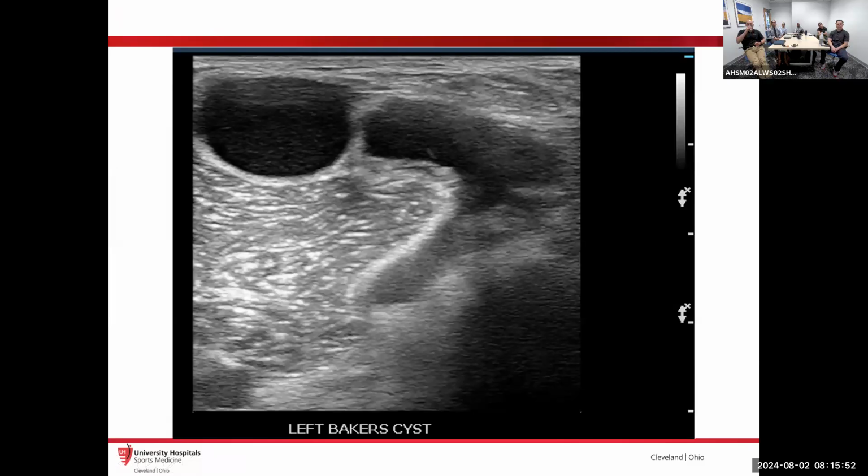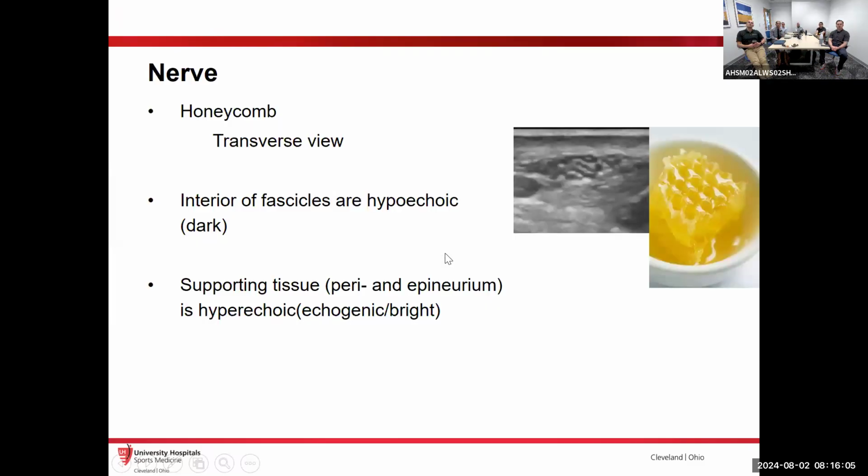Baker's cyst, just looking at the Baker's cyst, you have that starry night appearance of the muscle in short axis. You have the hypoechogenicity because it's all fluid, and then it kind of creates a comma around here. And we'll take a look at those as we go through.